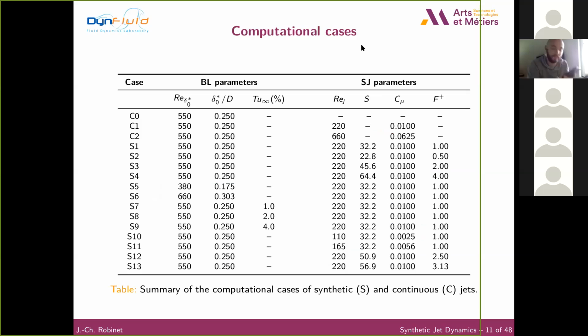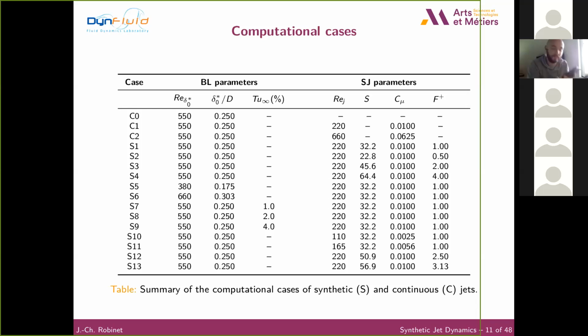In this work, we compute many cases. I present just a few of them, not all, it's too long. The first two cases are steady cases, and I don't present them in this talk. The other ones, S1 to R30, are synthetic jets for different values of the parameters. Typically, S1 is my baseline, which I present more deeply after. In cases S2, 3, and 4, we modify just the reduced frequency: it is 0.5, 2, and 4 typically.